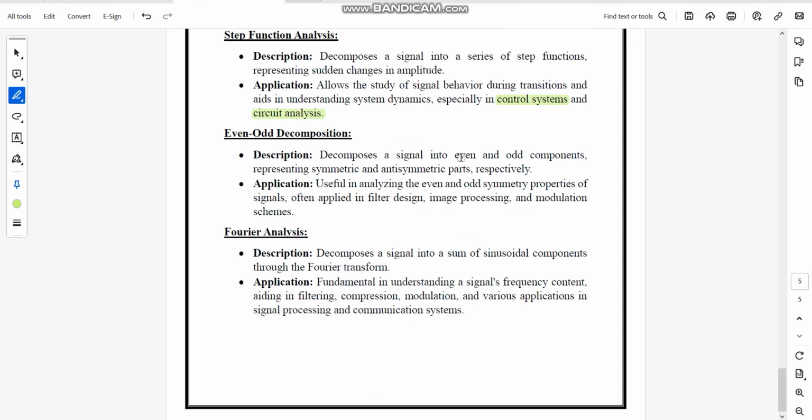Even odd decomposition. It decomposes a signal into even and odd components representing symmetric and anti-symmetric parts. Its application is that it is useful in analyzing the even and odd symmetry properties of signals, often applied in filter design, image processing, and modulation schemes. Fourier analysis. It decomposes a signal into a sum of sinusoidal components through the Fourier transform. Its applications are fundamental in understanding a signal's frequency content, aiding in filtering, compression, modulation, and various applications in signal processing and communication systems.